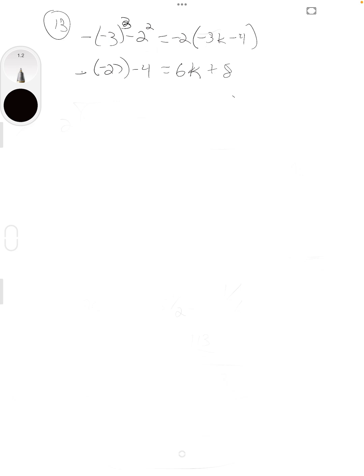So a negative of a negative 27 is 27 minus 4 equals 6k plus 8. So this is 23. Subtract 8 from both sides. That will go away. Equals 6k. And so what's 23 minus 8? And that's going to be 15. So 15 equals 6k. Divide both sides by 6. And I end up with k equals 15/6.